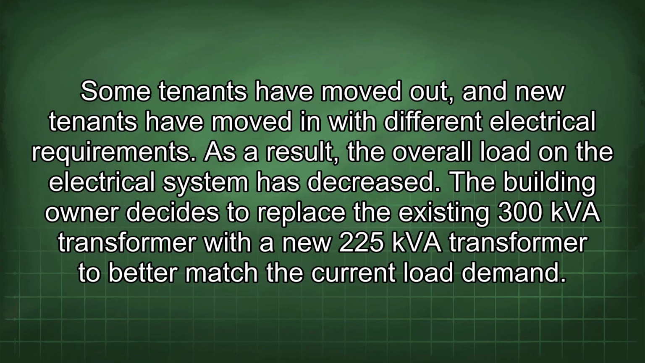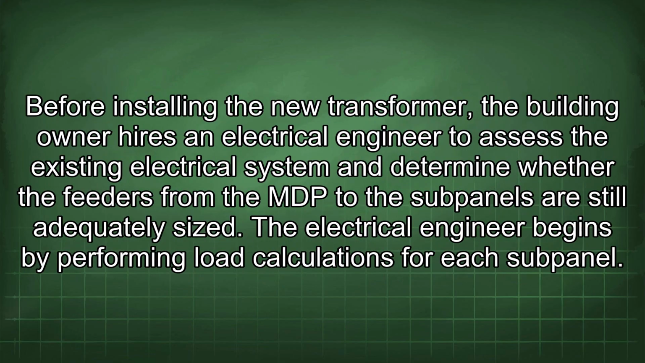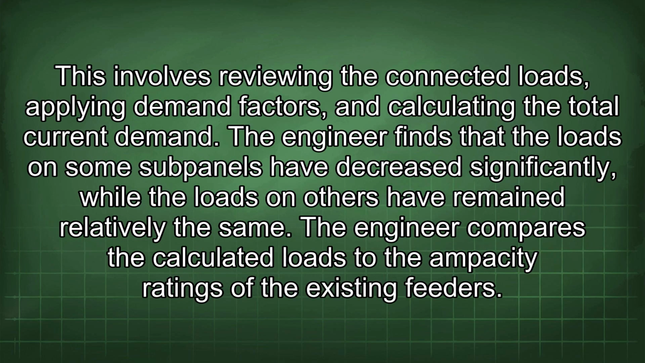The building owner decides to replace the existing 300 kVA transformer with a new 225 kVA transformer to better match the current load demand. Before installing the new transformer, the building owner hires an electrical engineer to assess the existing electrical system and determine whether the feeders from the NTP to the subpanels are still adequately sized. The electrical engineer begins by performing load calculations for each subpanel. This involves reviewing the connected loads, applying demand factors, and calculating the total current demand.